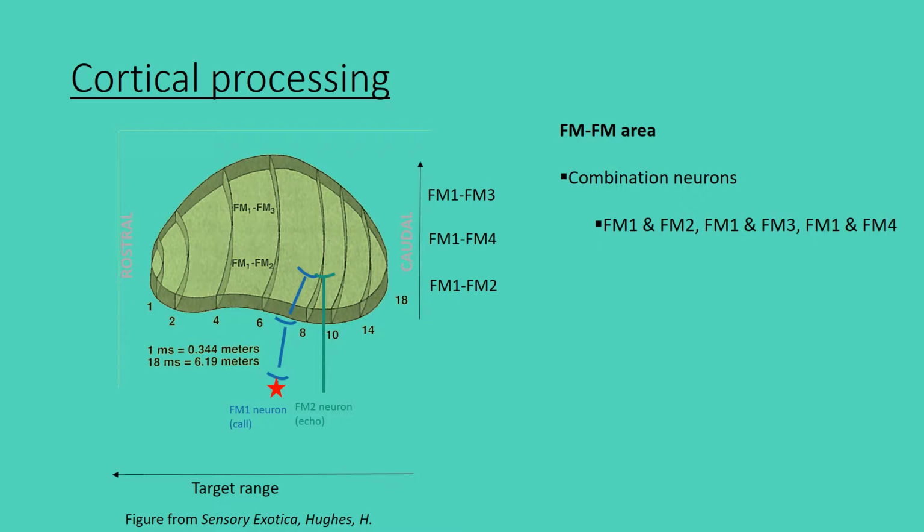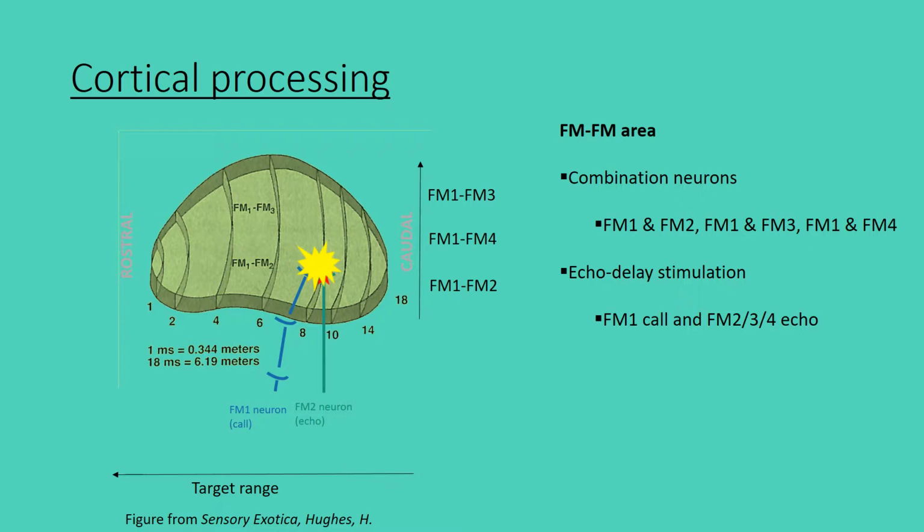Remember that the FM1 call of the mustache bat is particularly weak, meaning the echo is even weaker, so the call itself stimulates the FM1 neurons. The harmonics of the returning echoes stimulate the FM2, FM3, or FM4 neurons. The coincident arrival of these stimulated inputs causes FM-FM combination neurons in this area to activate. This is how echo delay works.